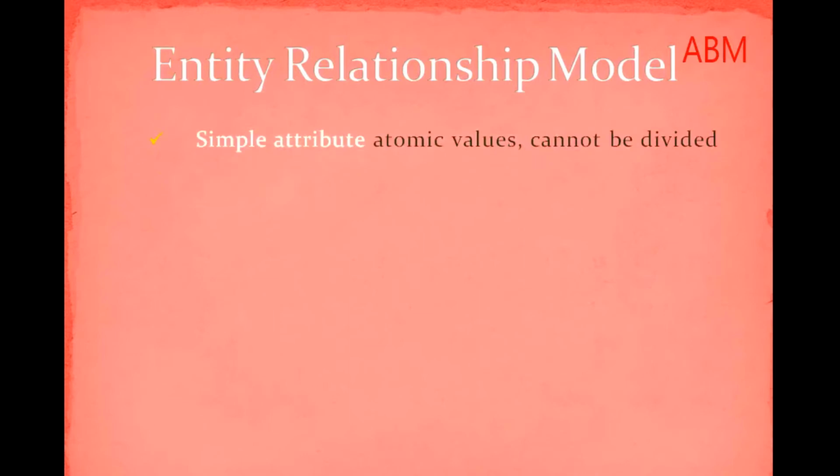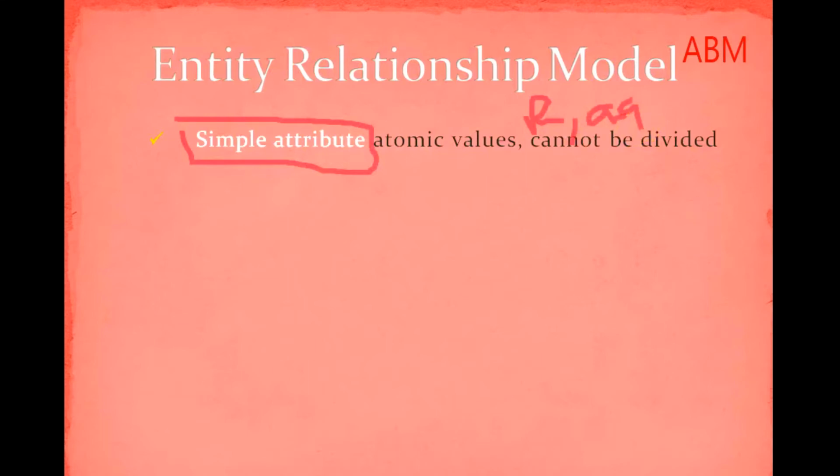The different types of attributes are as follows, and among them one is the simple attribute. Atomic values cannot be divided. So any attribute whose value is atomic, whose value is simple, and which cannot be divided further is called a simple attribute. For example, the registration number, it is also a primary key, but it is also a simple attribute which cannot be divided further. And if there is any age, then we can't divide the age further.